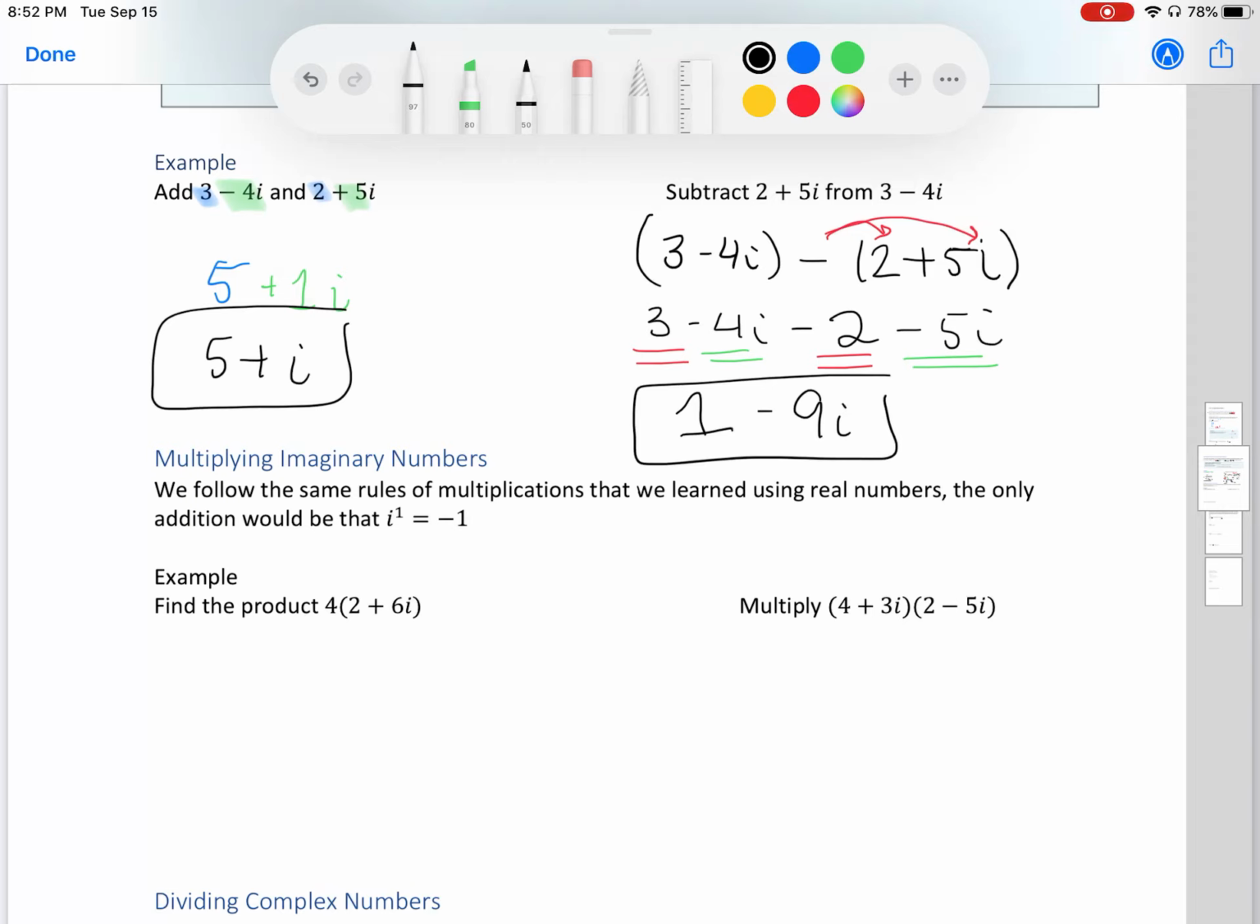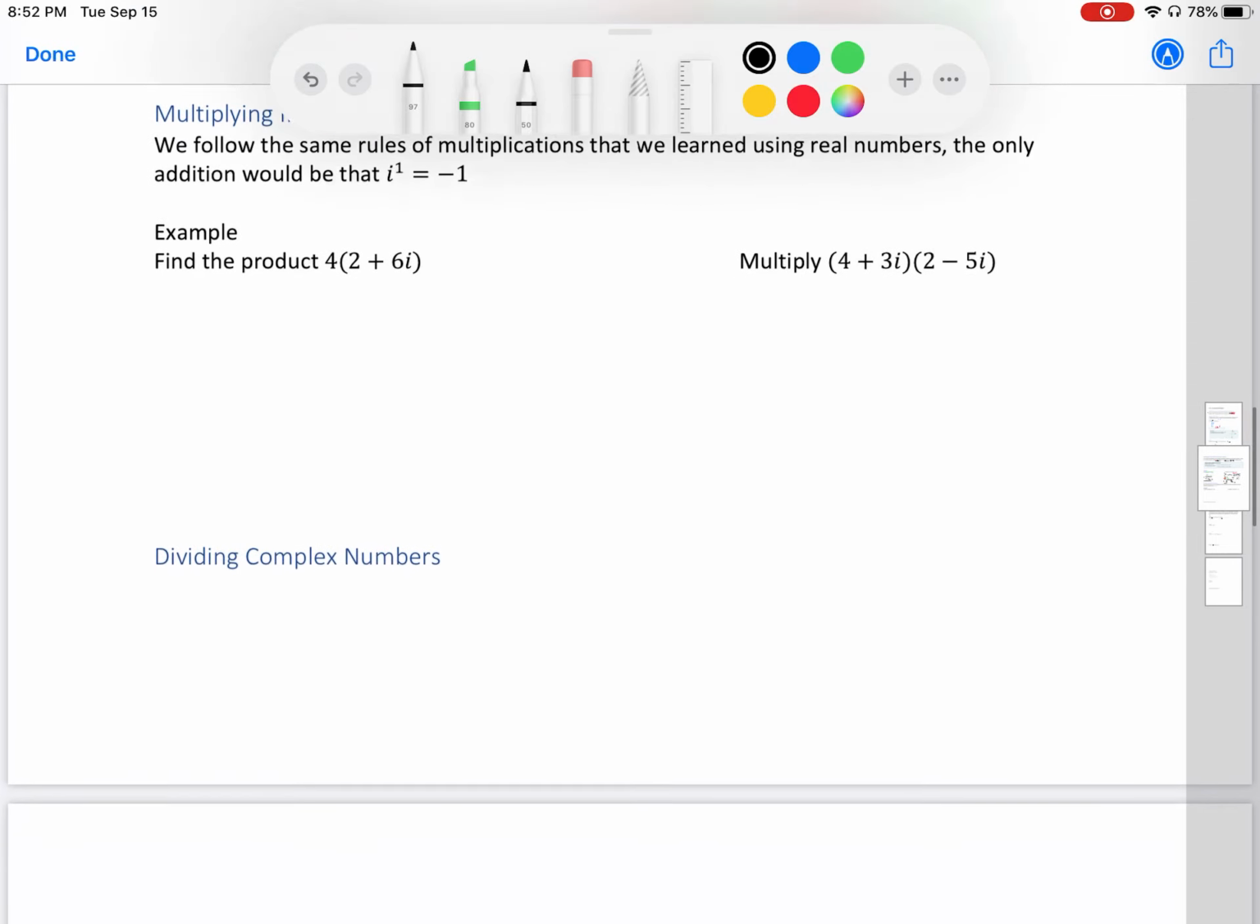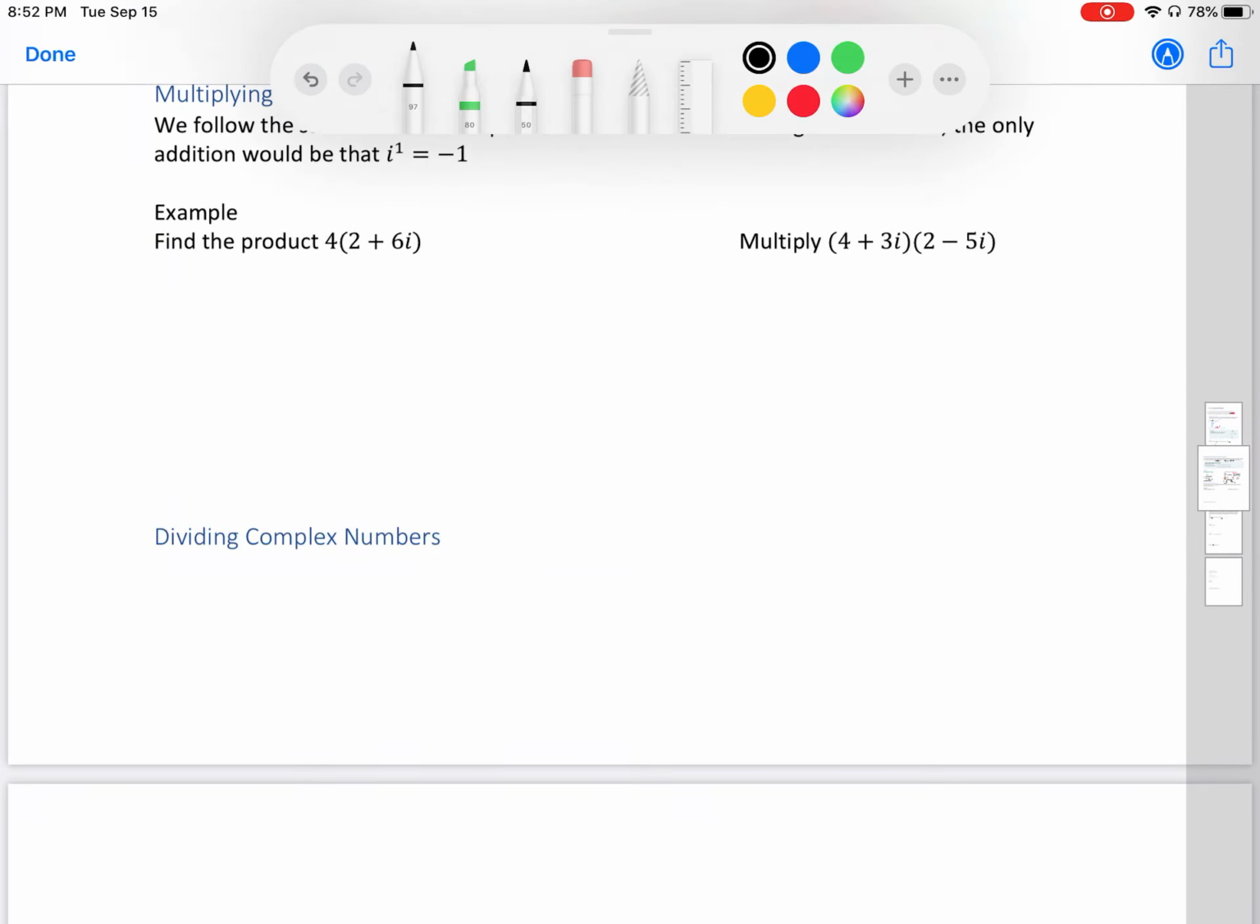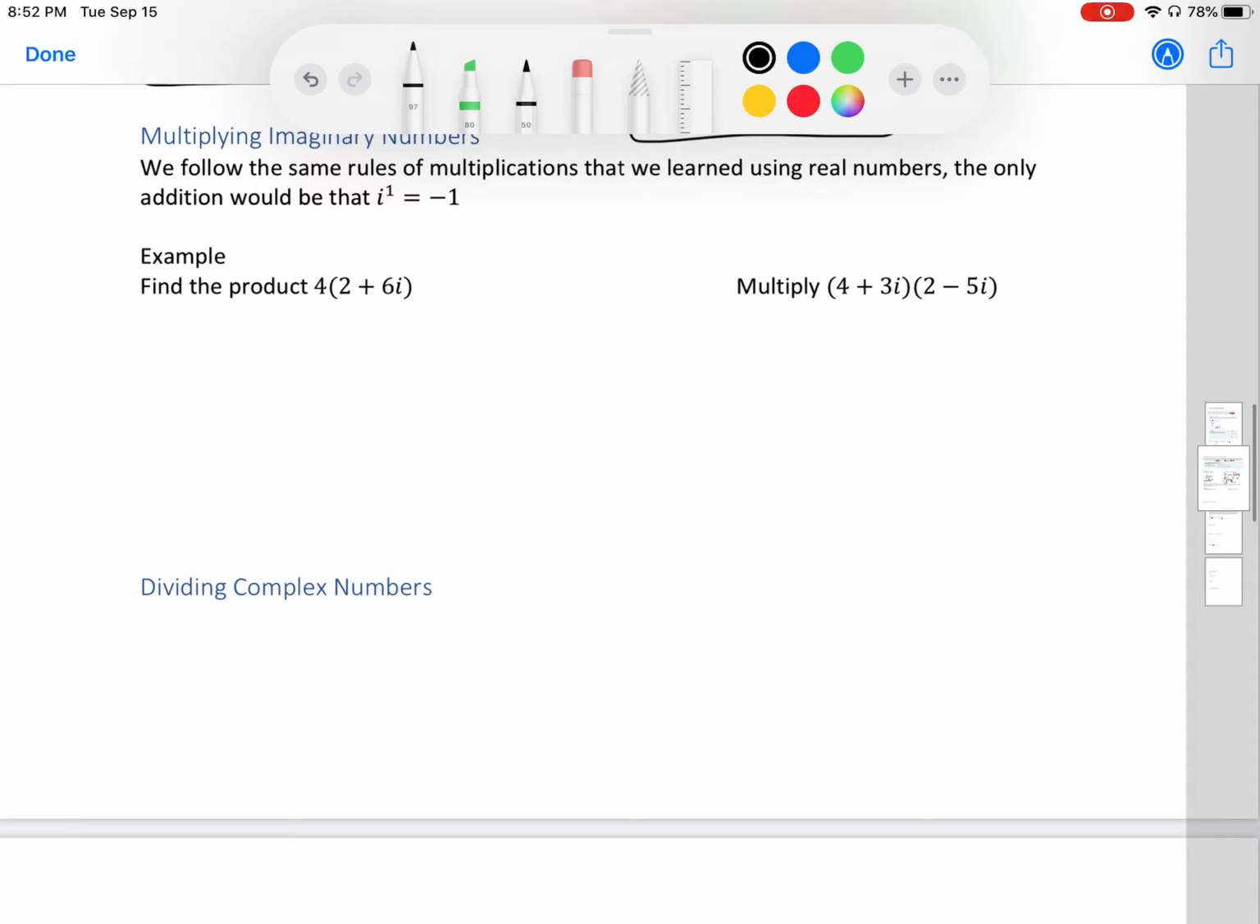Let's continue with multiplying imaginary numbers. When multiplying, we follow the same rules and applications that we learned with real numbers, such as distribution and the FOILing method. Just keep in mind that when we have an i squared, it's the same as negative 1, which we have here.